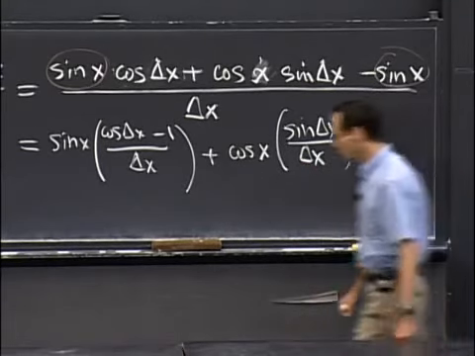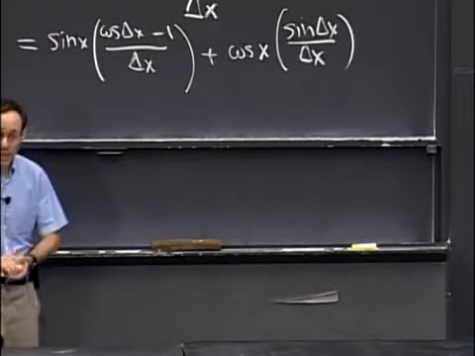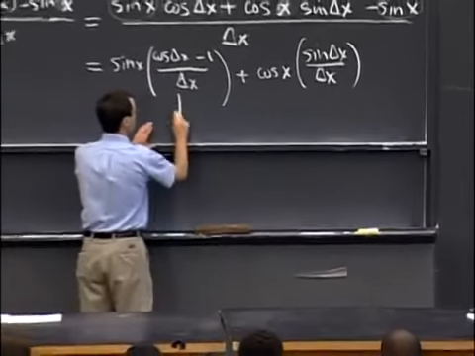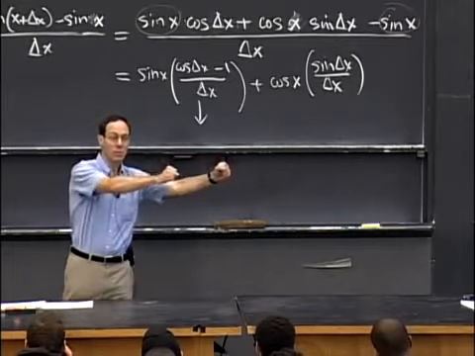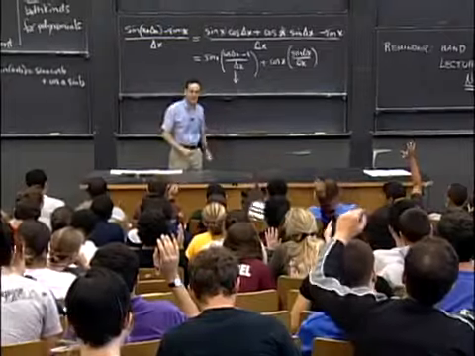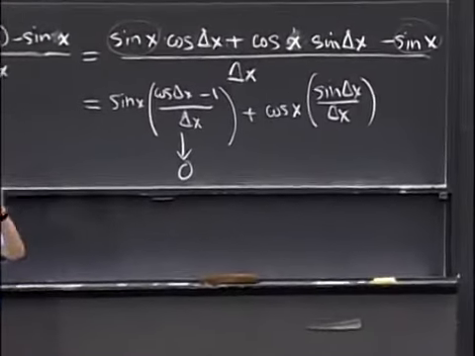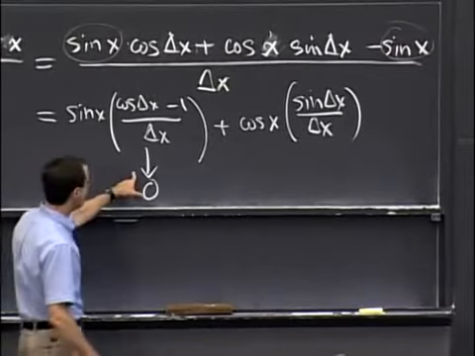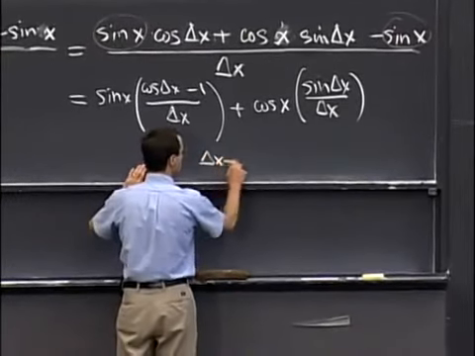Okay, now, does anyone remember from last time what this thing goes to? How many people say 1? How many people say 0? All right, it's 0. That's my favorite number. All right, 0. It's the easiest number to deal with. So this goes to 0. And that's what happens as delta x tends to 0.